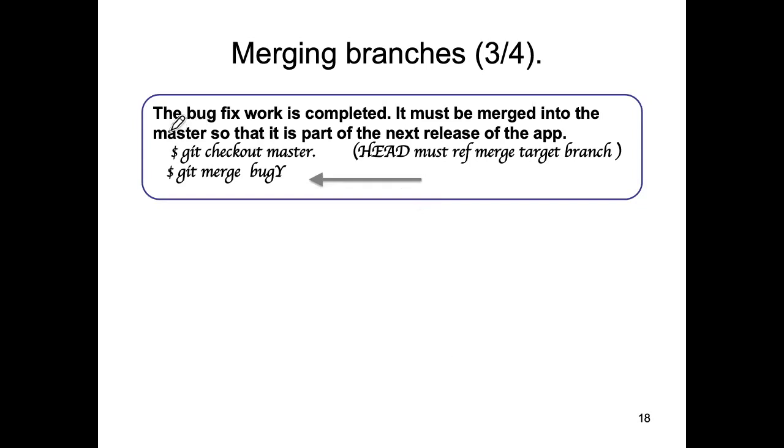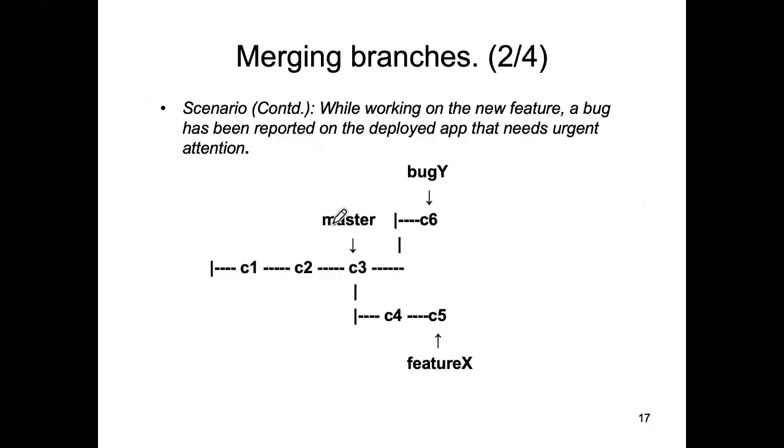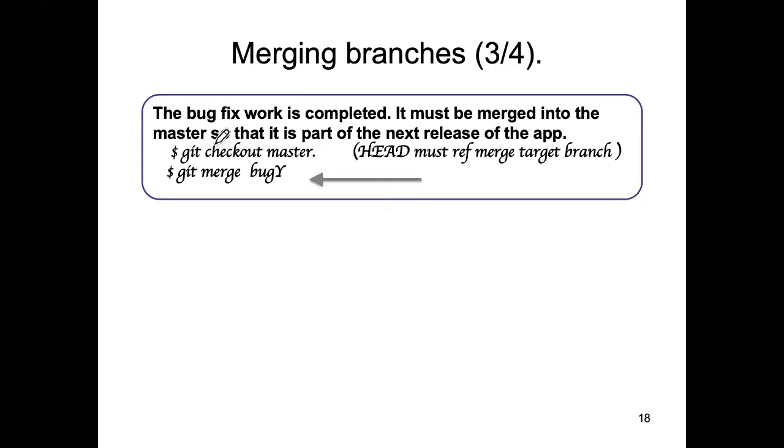The master branch is the branch we want to merge into. We want to merge the bug Y branch into the master. When you want to do that, you must set your working directory to the branch that's being merged into, which in our case is master. So I git checkout master, and then this is the command that will merge the branch into the master.